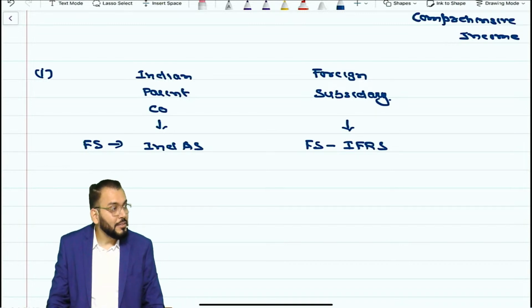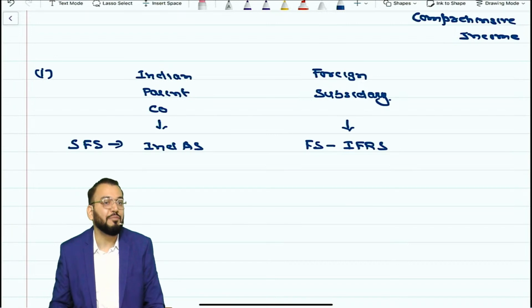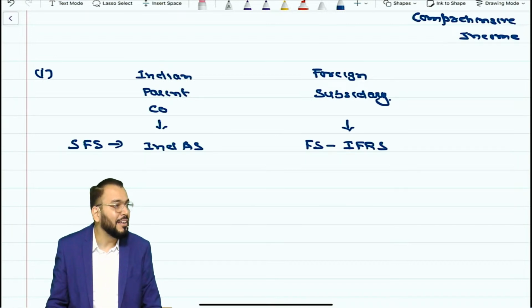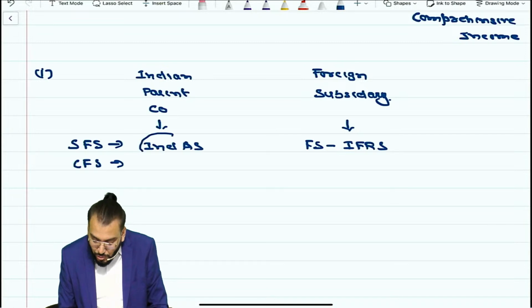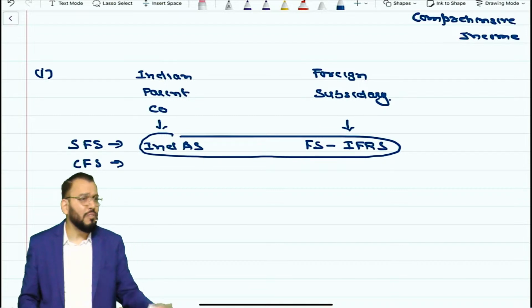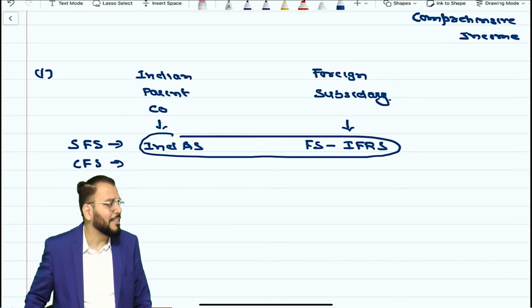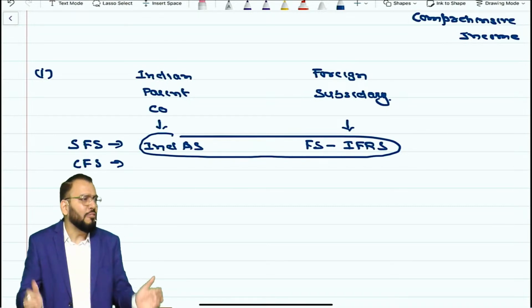Now, this we call the separate financial statement of the parent company. But this parent company will also prepare the consolidated financial statement. So can we consolidate these two financial statements? Of course not, because one financial statement is prepared as per Ind AS and one as per IFRS. We cannot consolidate.